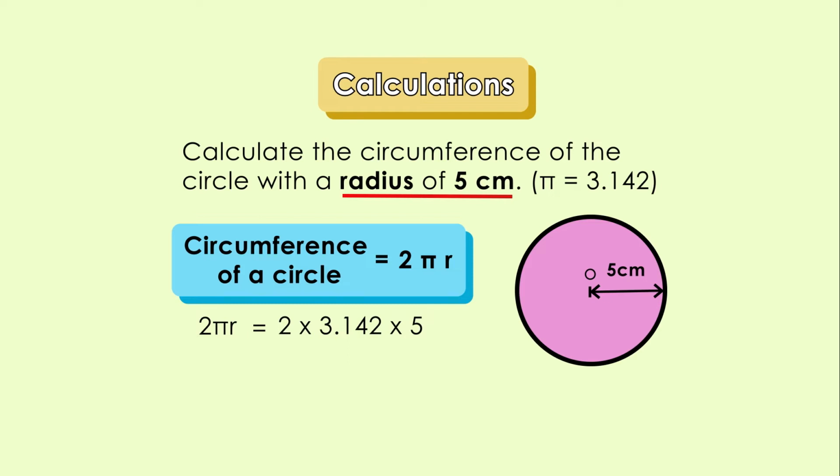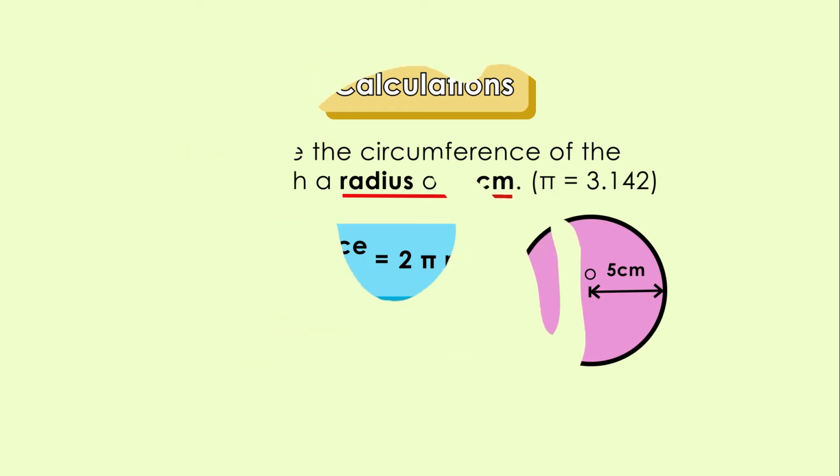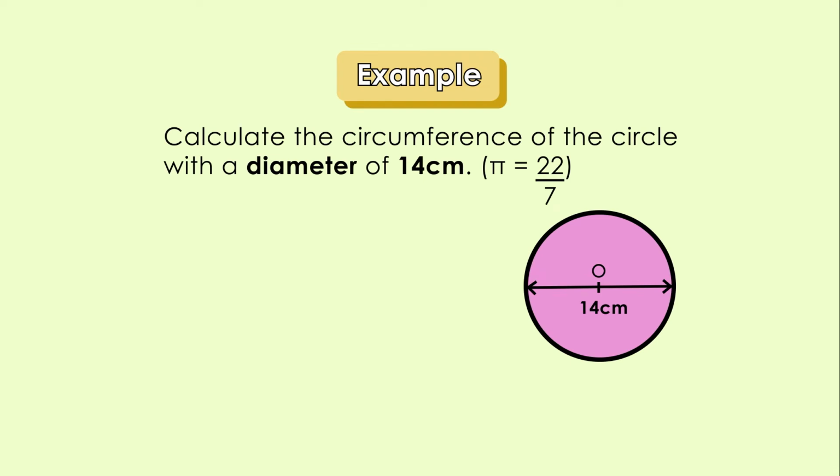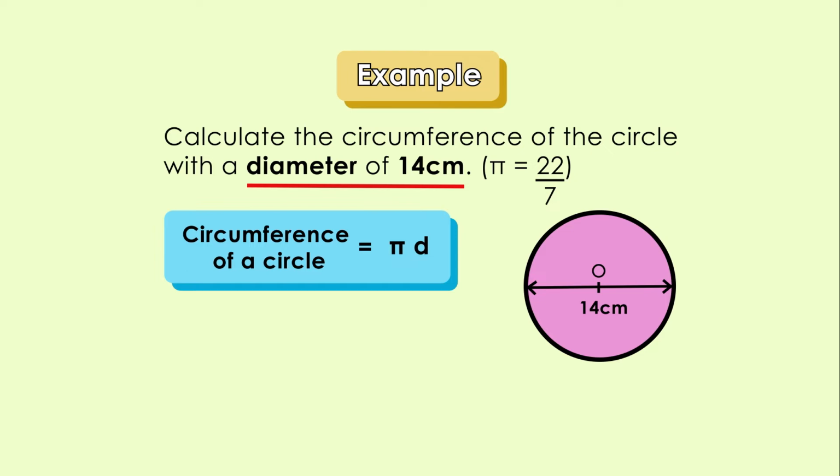The answer is 31.42 centimeters. You are doing great! Let's move on to the next example. Calculate the circumference of the circle with a diameter of 14 cm. Here, we can use the formula for the circumference pi d since the diameter is given.